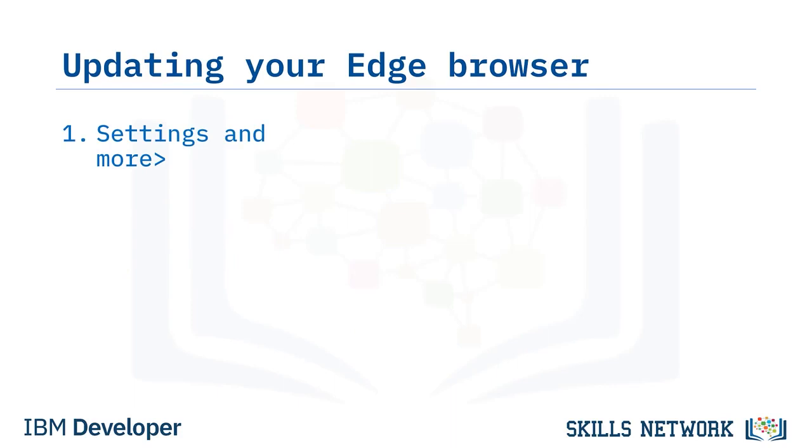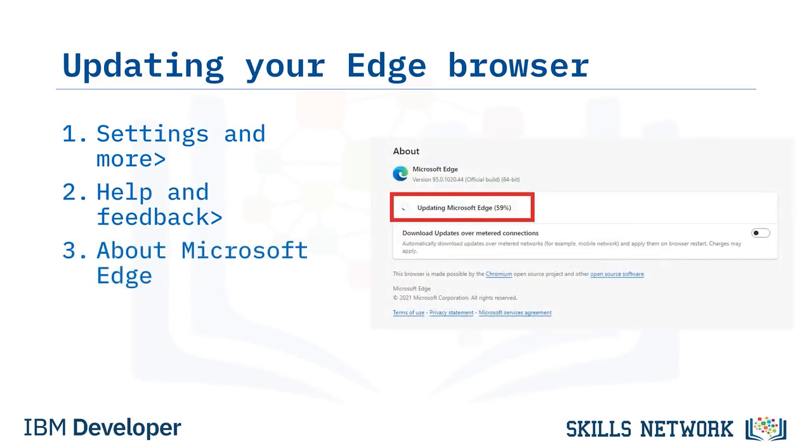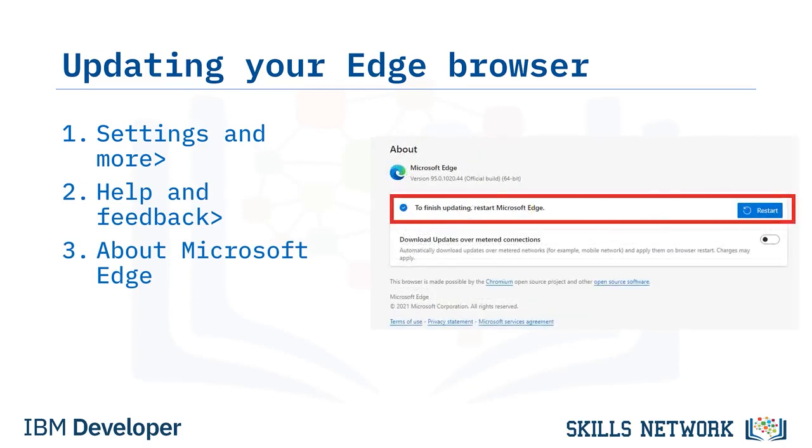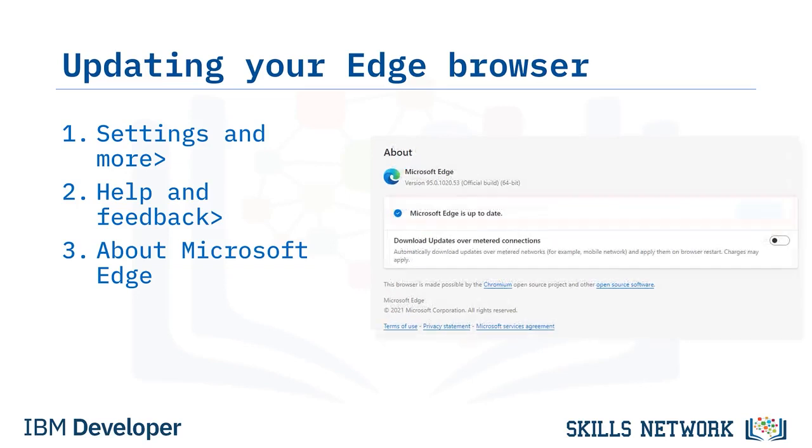In Microsoft Edge, click the Settings and More icon in the top right corner of the browser window, then point to Help and Feedback, and then click About Microsoft Edge. Edge will check for any available updates and download and install them. Once the update has been downloaded, you will need to restart Edge in order to complete the update process.